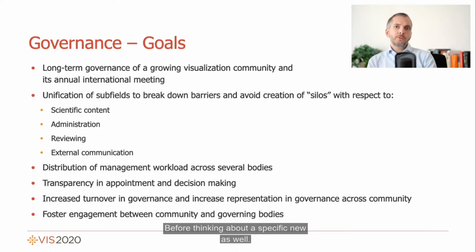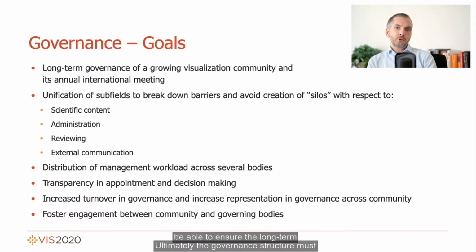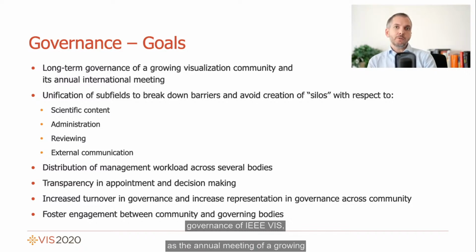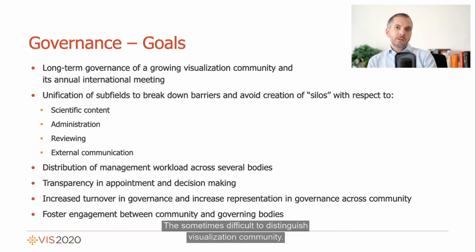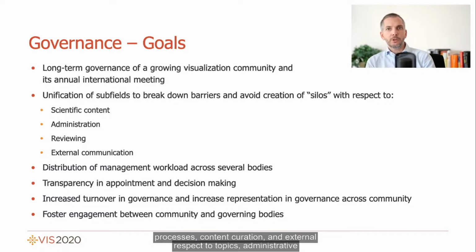Before thinking about a specific new structure, we set out to define some goals that any such structure should be able to accomplish. Ultimately, the governance structure must be able to ensure the long-term governance of IEEE VIS as the annual meeting of a growing visualization community. The sometimes difficult to distinguish subfields should not be reflected in this governance, to avoid the creation of silos with respect to topics, administrative processes, content curation, and external representation.